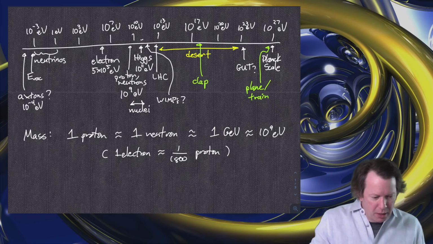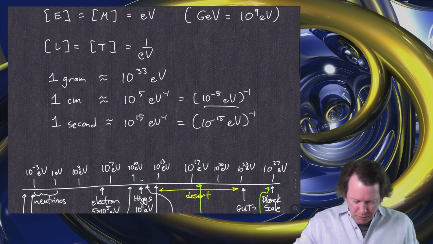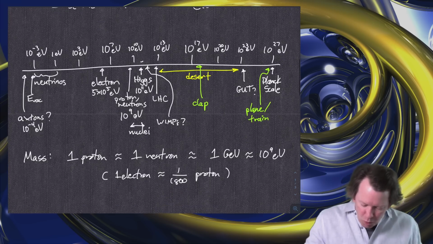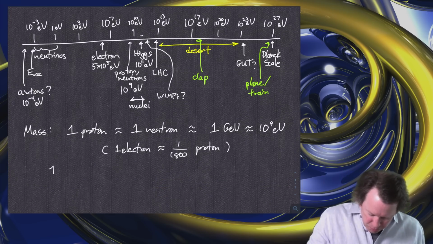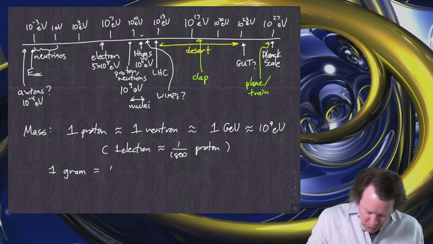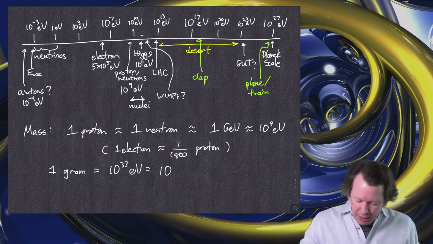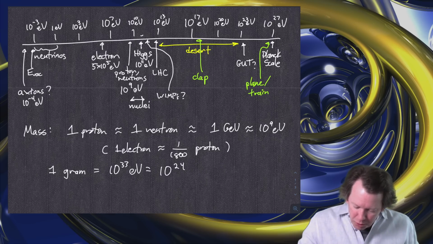And then, let me get this right. Okay, a gram is 10 to the 33 electron volts. So 1 gram of mass is 10 to the 33 electron volts. So that's 10 to the 33 minus 9, 24 proton masses.